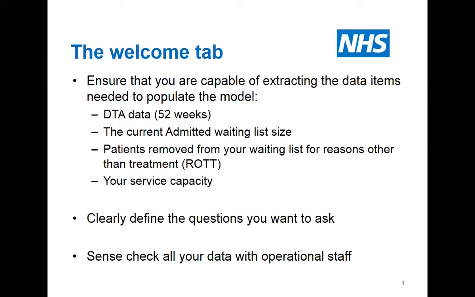Ensure that you are capable of extracting the data items needed to populate the model. You will need up to 52 weeks worth of DTA data, which should be as accurate as possible a reflection of the current service. You'll need the current admitted waiting list size and, optionally, the waiting list size at the end of each week for the period covered by your DTA data. You'll need an understanding of the patients removed from your waiting list for reasons other than treatment. This is also known as your ROT rates. And you'll need your inpatient service capacity.